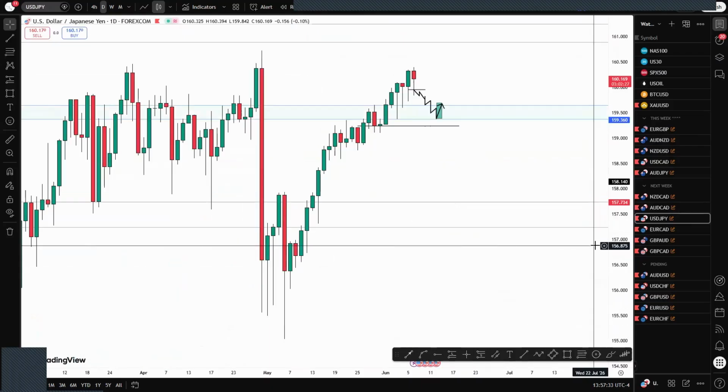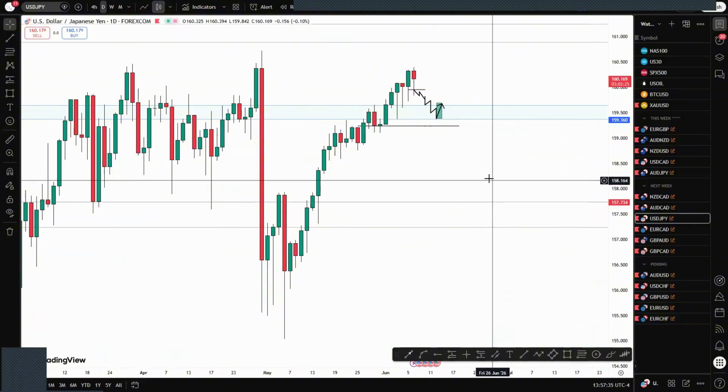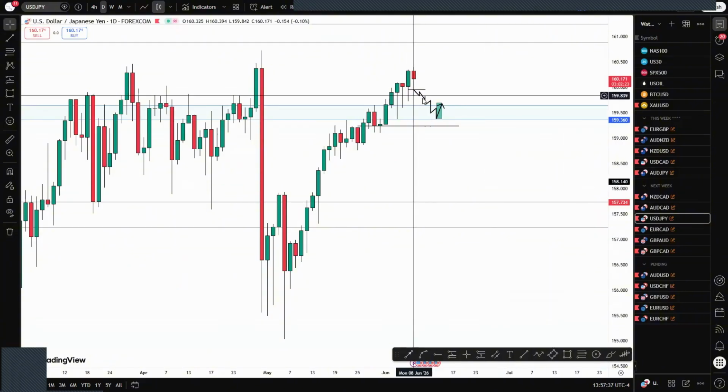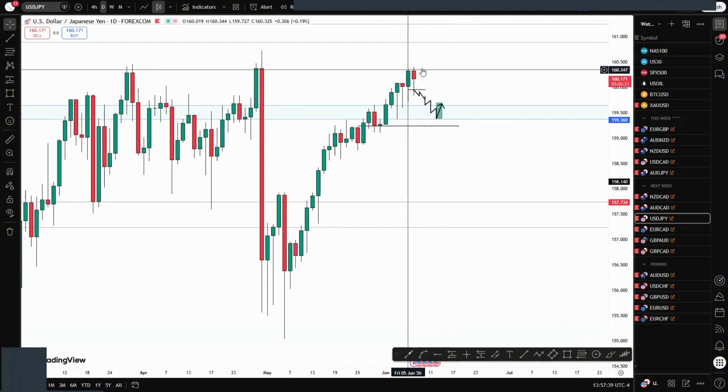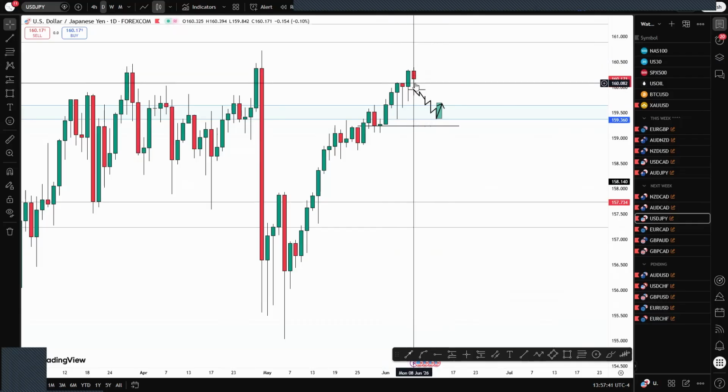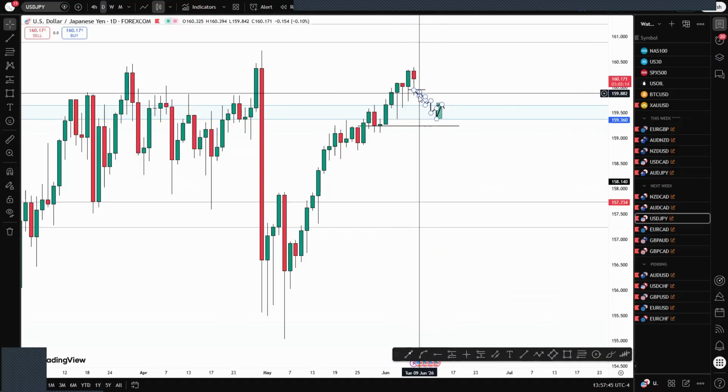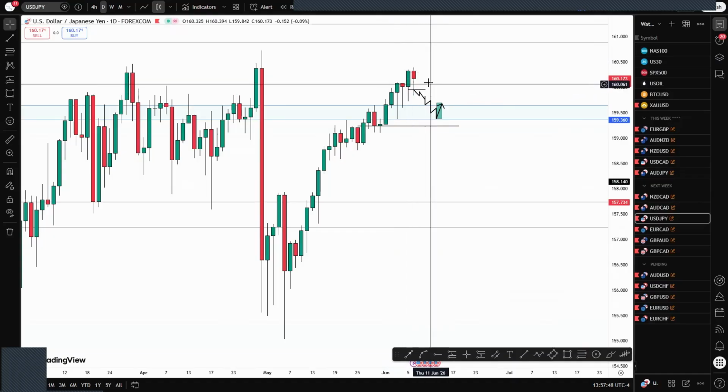USD JPY. I like the push we had, but price seemed to reject it. So I'll just wait for the daily close and see if we have hope of selling till we reach our level here.